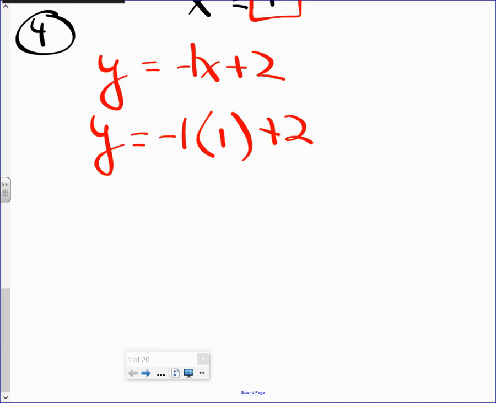What does Aunt Sally tell us to do first? Please excuse my dear Aunt Sally. Does she tell us to multiply or add first? M comes before add. Multiply comes first. So -1 times 1 is -1 plus 2. -1 plus 2.